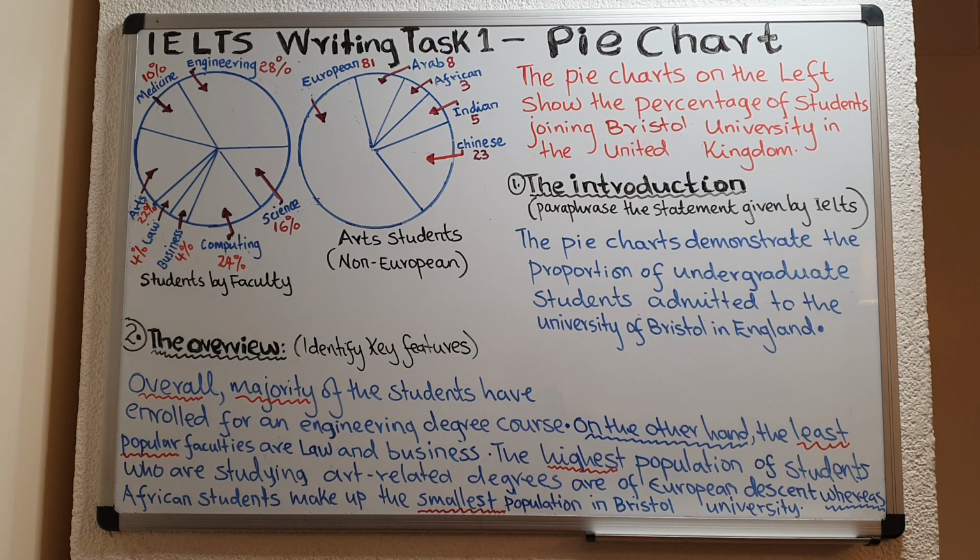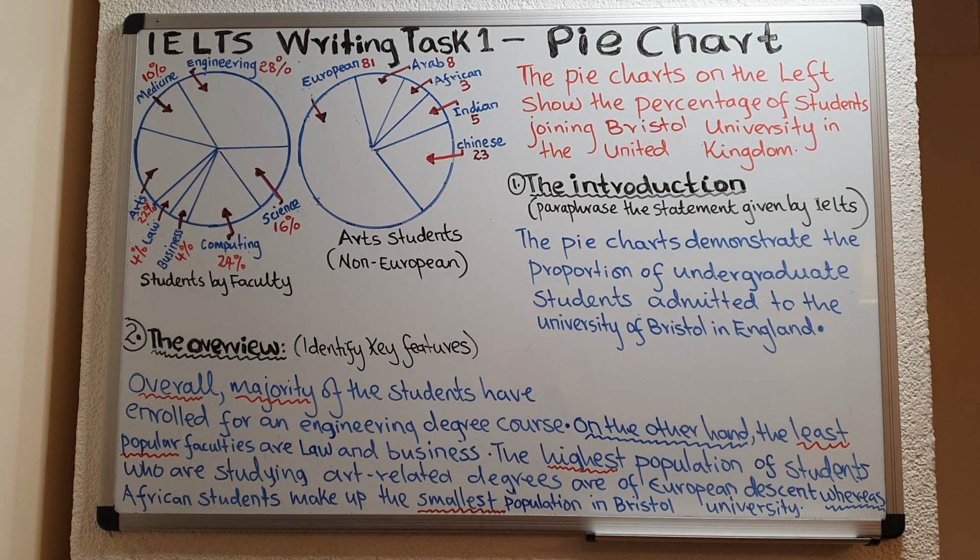Now let's get into our lesson. So the question is, the pie charts on the left show the percentage of students joining Bristol University in the United Kingdom. The pie charts on the left, we have two of them, show the percentage of students joining Bristol University in the United Kingdom.